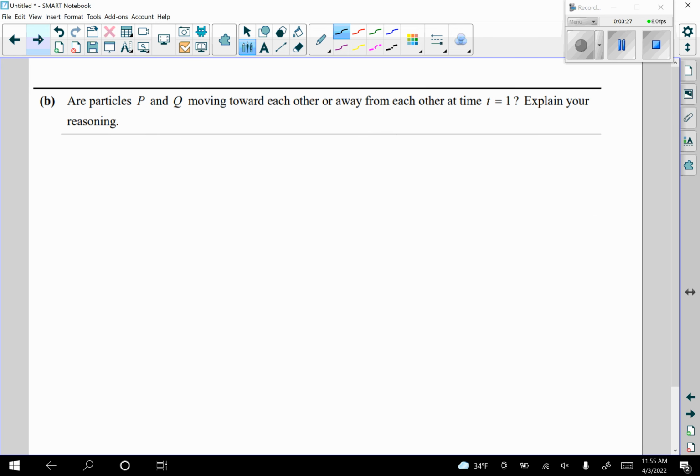Are particles P and Q moving toward each other or away from each other at time t equals 1? So again, we're going to go back to the velocity, because if velocity is positive, that means our particle is moving to the right. Negative, our particle is moving to the left. So let's just figure out, we'll do V, and just use the notation as we go to write this out, V sub P of 1. We'll go ahead and calculate that. So all you have to do is go back to the variable key, choose V1, and then just hit 1. So that is equal to 0.841, which is greater than 0.